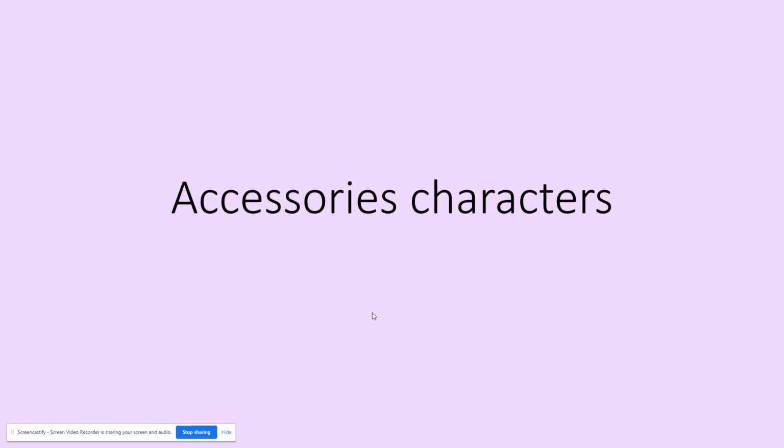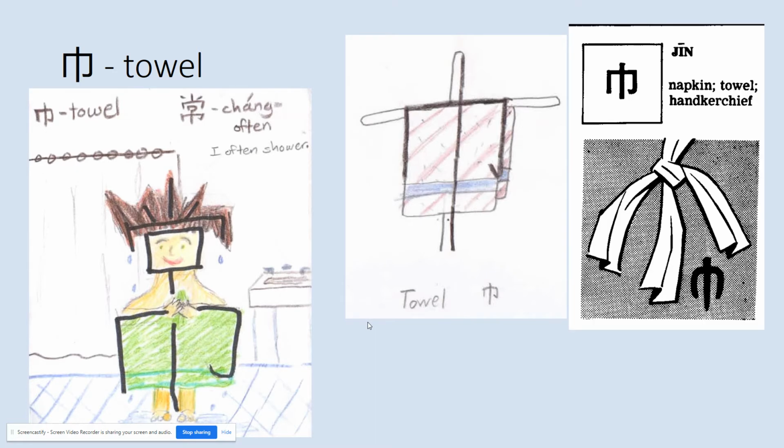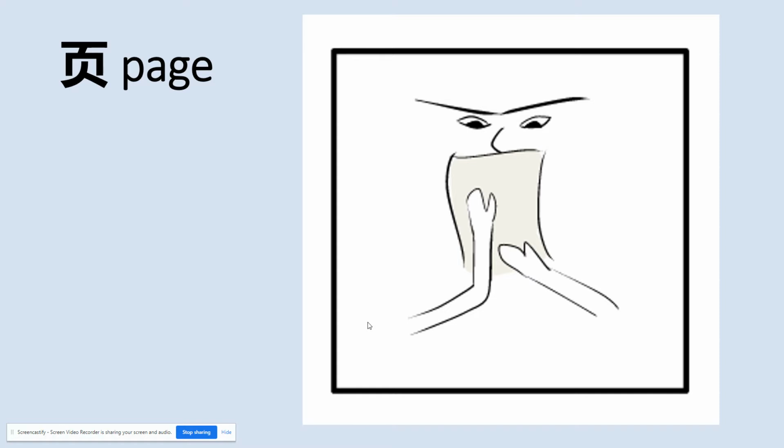This video is to introduce accessories and the verbs that go along with accessories in Mandarin. So the first radical you should recognize is towel. We saw that before in chang, often, the towel radical. And then the page radical, which we saw in the character 颜色 for color.